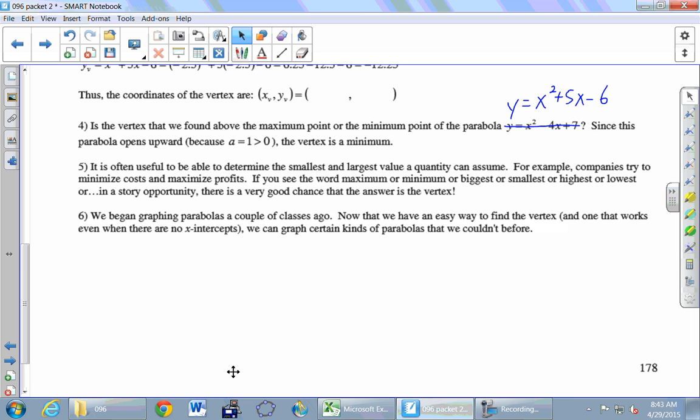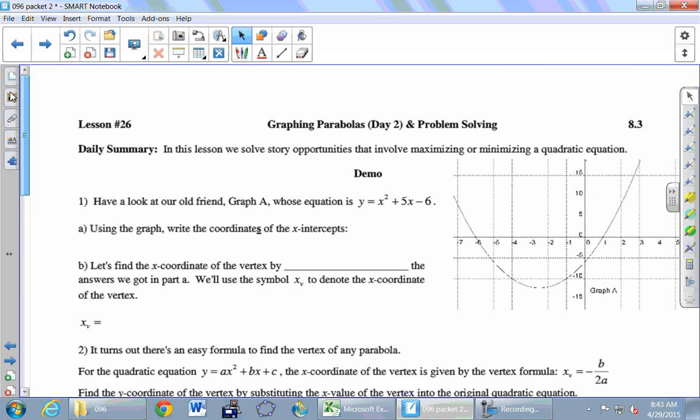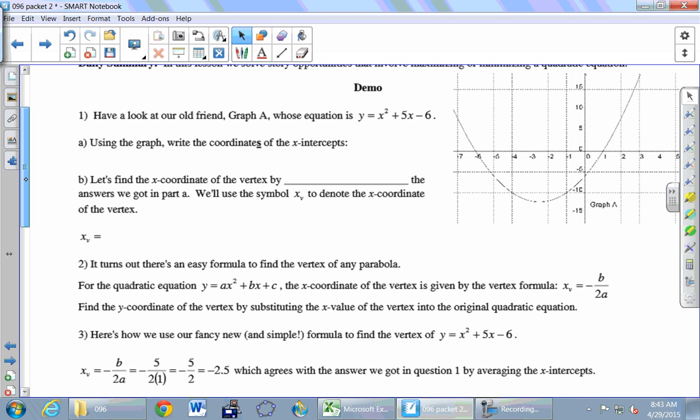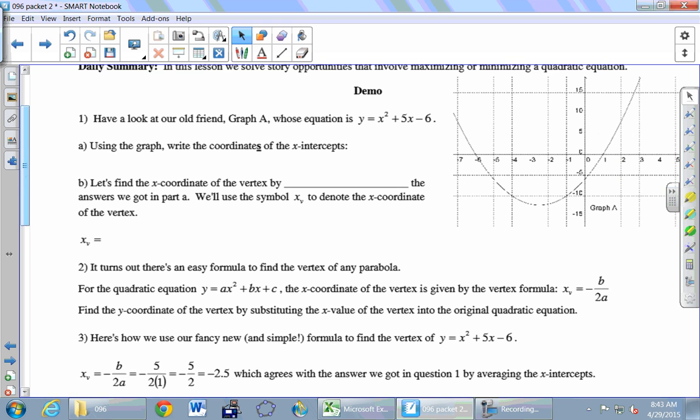All right, so again, we're on page 178. We'll quickly run through the demo here. Our summary says in this lesson we solve story problems that involve maximizing or minimizing a quadratic equation, and we'll also do a little bit more parabola drawing. Okay, so take a look at this picture right here and put a dot on the 2 x-intercepts of that parabola.